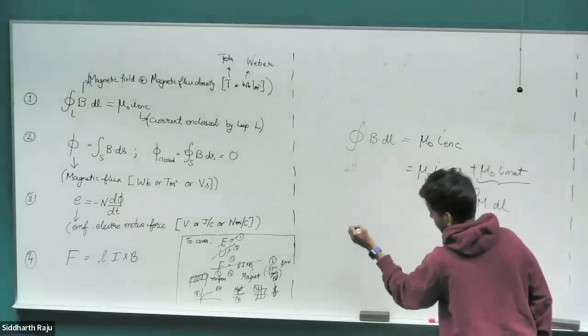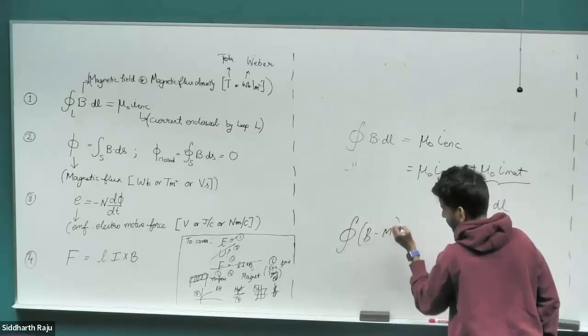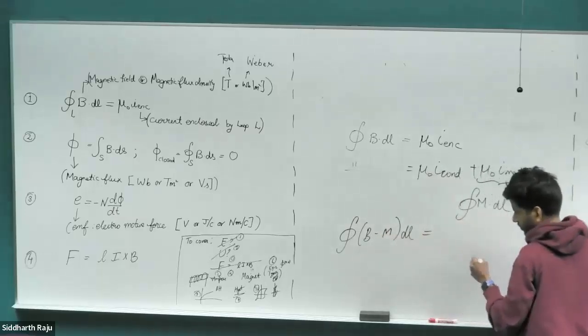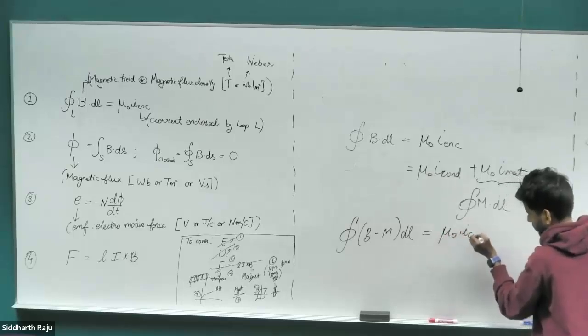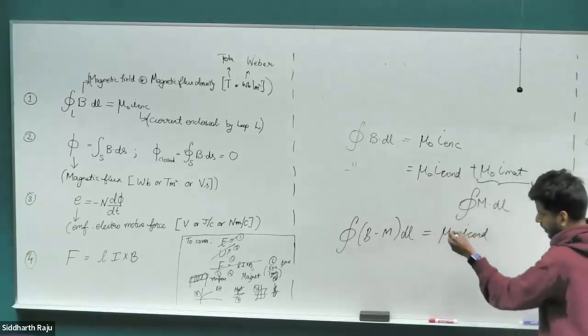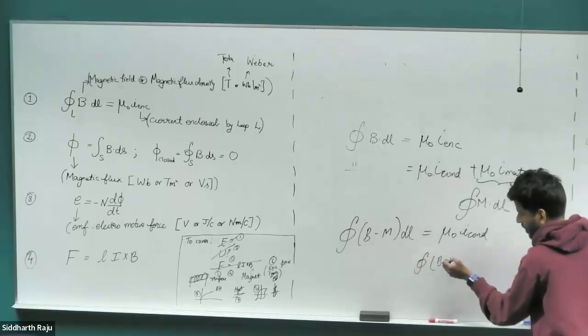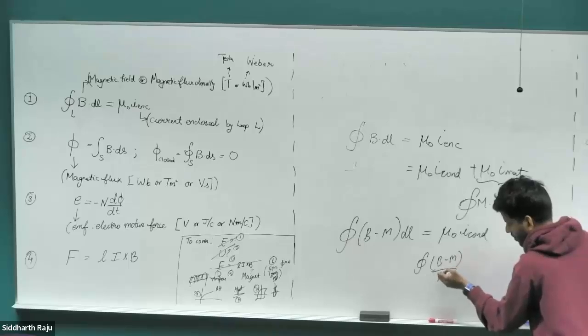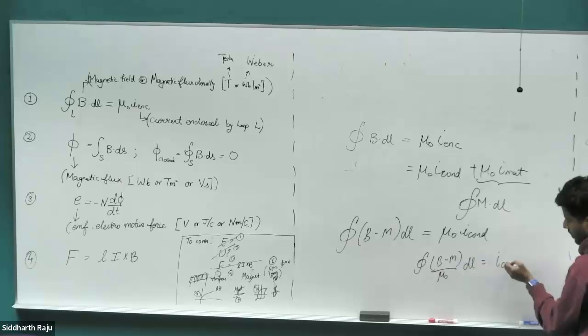So we can take that to the left hand side. It becomes B minus M. Again, just pure mathematical swapping of terms around without any physical implication for it. And I'm going to pull this mu naught term down as well. So B minus M divided by mu naught dot dl equal to I conductor.